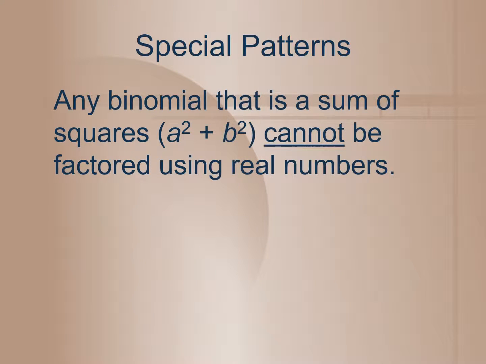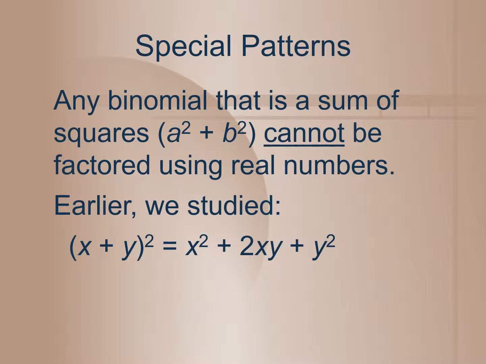Any binomial that is a sum of squares cannot be factored using real numbers. We just did the difference of squares, which was a squared minus b squared. Even though we can do the difference of squares, we cannot do the sum of squares. It does not work. We cannot do a squared plus b squared. There is no special pattern to factor that.